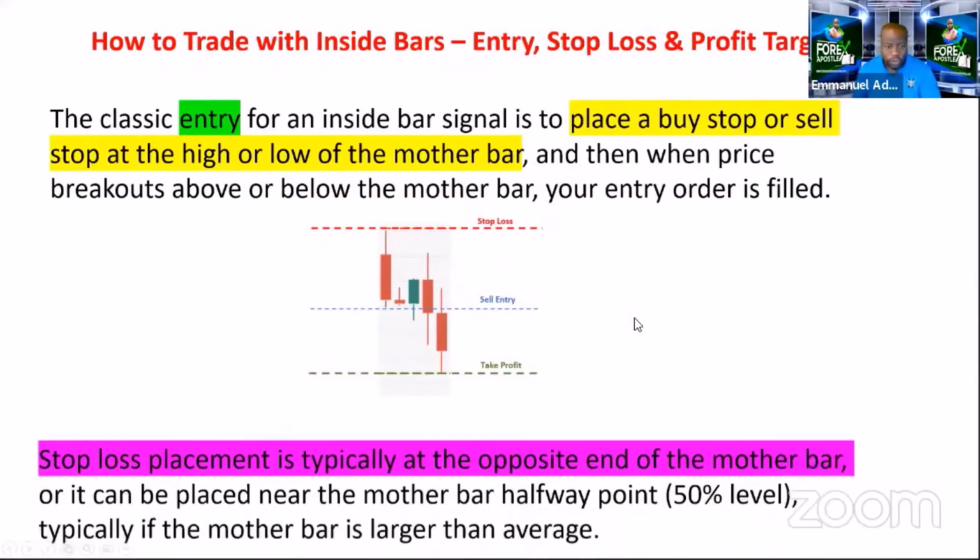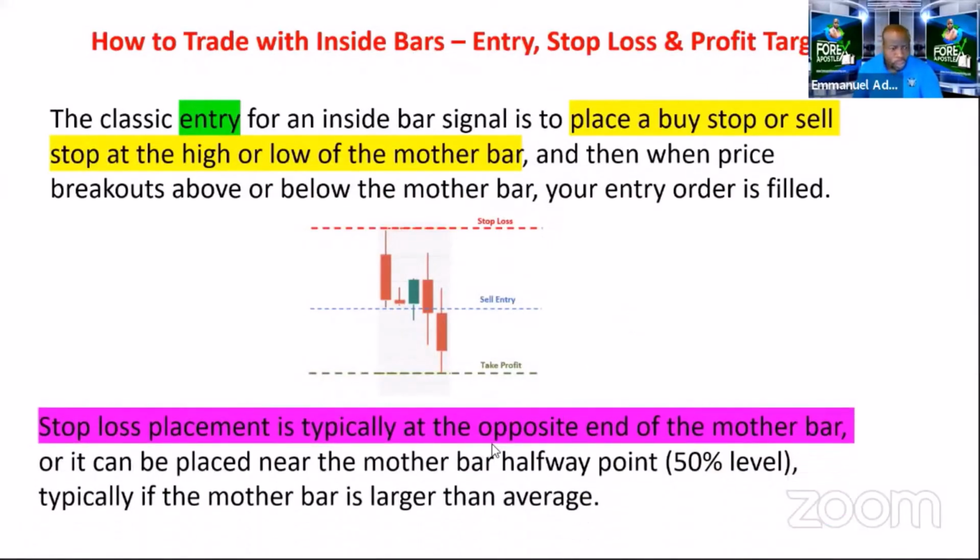All right, let's continue. So that is how you place your trade. Now, stop loss placement is typically at the opposite end of the mother bar. I've just explained that. Or it can be placed near the mother bar halfway. How do you do that? If the mother bar is big, let's say the mother bar is like 100 pips when you measure it, and the inside bar here is like 20 pips, you can put your stop loss at the middle of this mother bar.